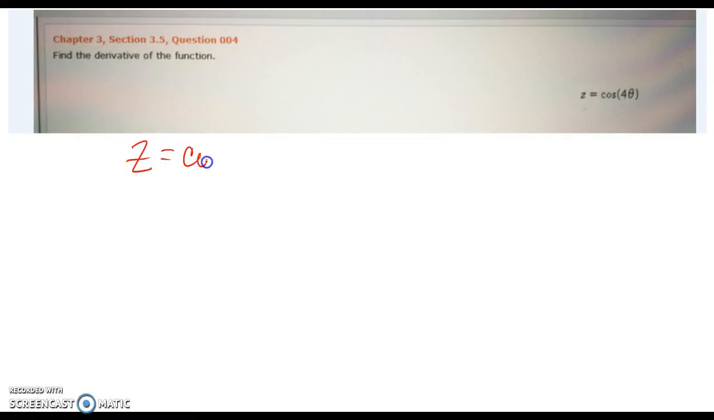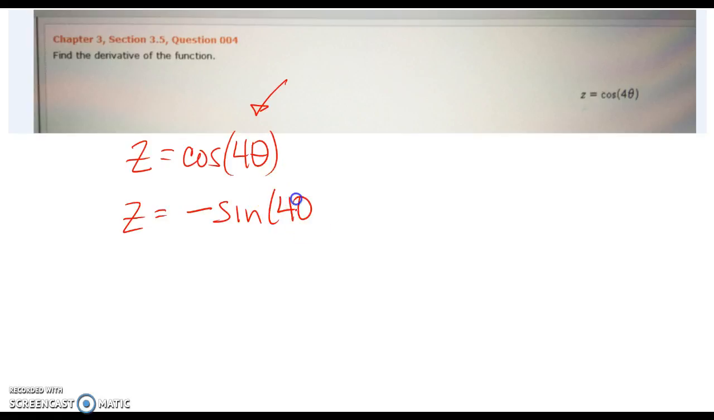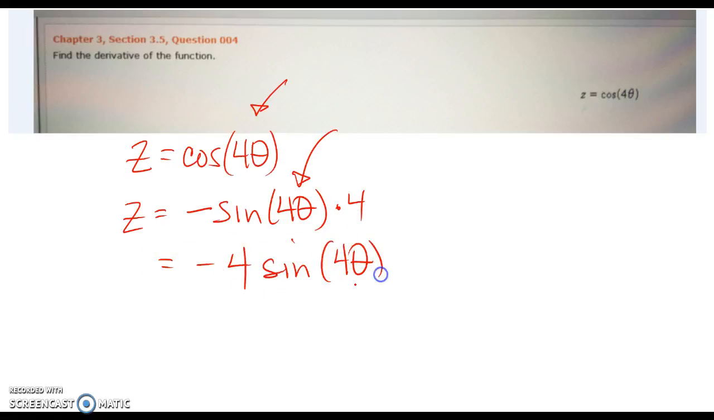Find the derivative of this function. Z equals cosine of 4 theta. Well, we've got the chain rule and some trig. First of all, the derivative of cosine is negative sine, so I took that derivative, and then I take the derivative of the inside of this, which is 4. So negative 4 sine of 4 theta. Hopefully that one is straightforward.